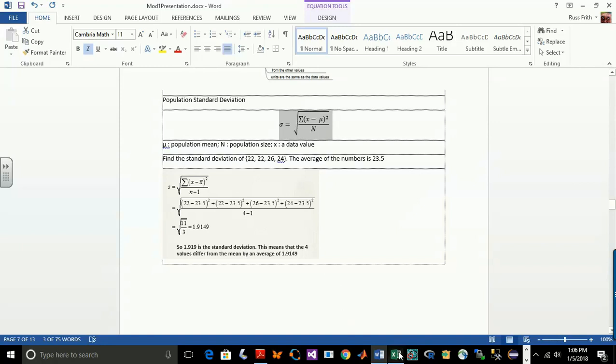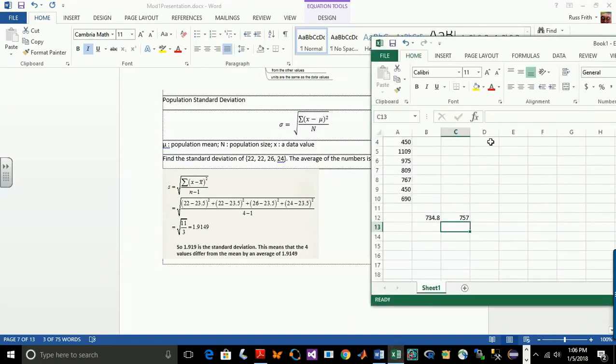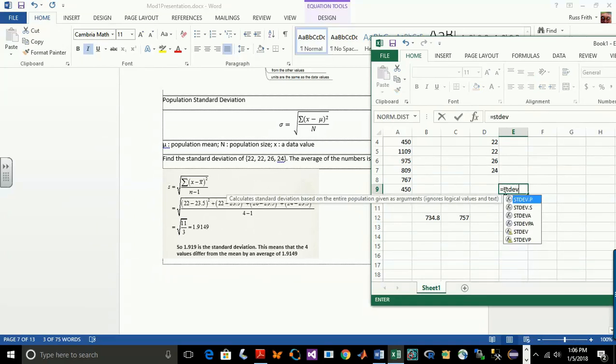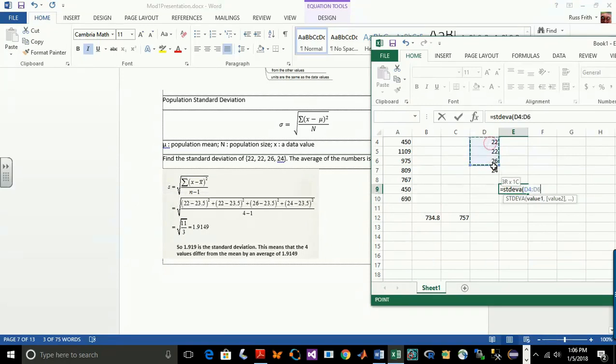Of course, you can use Excel to find the sample standard deviation. Let's plug in our numbers: 22, 22, 26, and 24. The Excel formula for sample standard deviation is equals STDEV. Then you select your range. And so, again, 1.9149 when rounded.